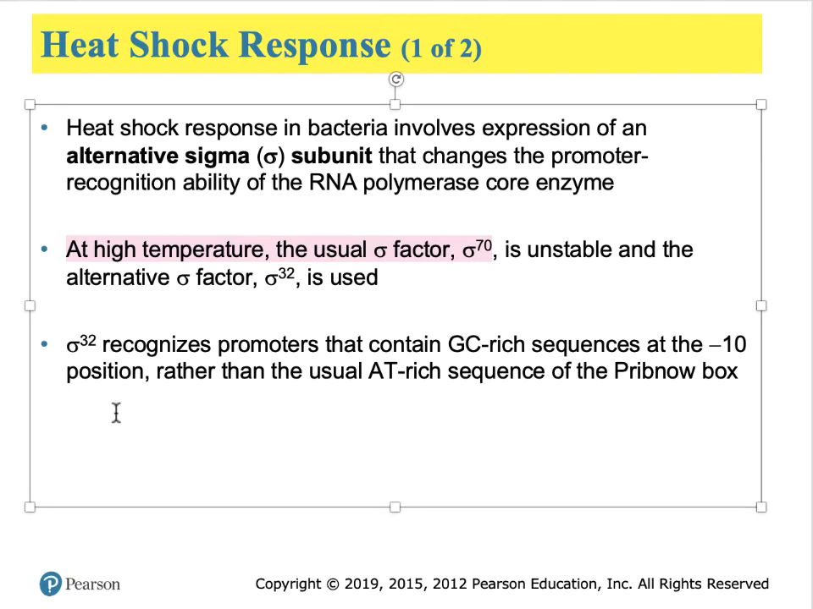One major difference between sigma 70 and sigma 32 is the recognition point on the DNA. Sigma 32 recognizes promoters that contain these GC-rich regions at the -10 position. Now, GC is held together by 3 hydrogen bonds rather than the usual AT, which is held together by 2 hydrogen bonds. So at the higher temperature, the GC-rich regions are more stable than the AT-rich regions.